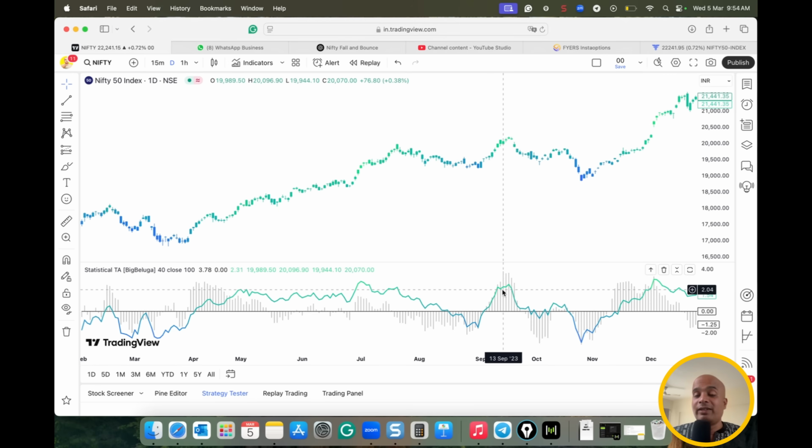If you follow all these money management rules and all this technical analysis, there is a higher probability of making profits in stock market trading.